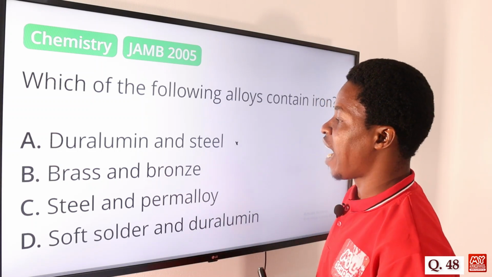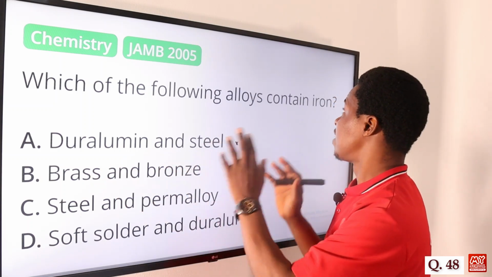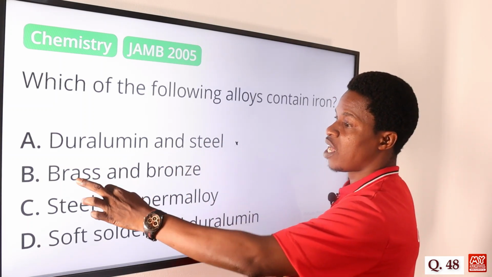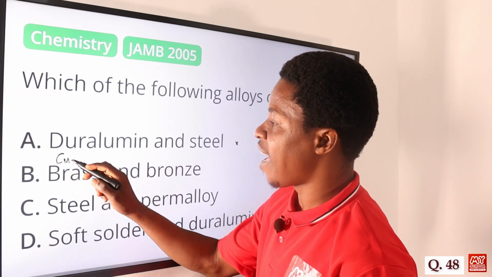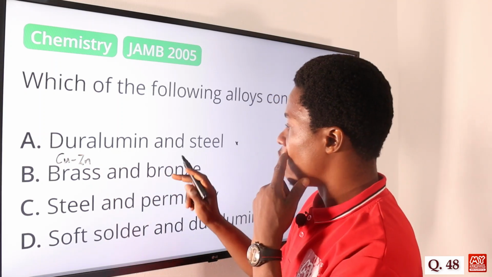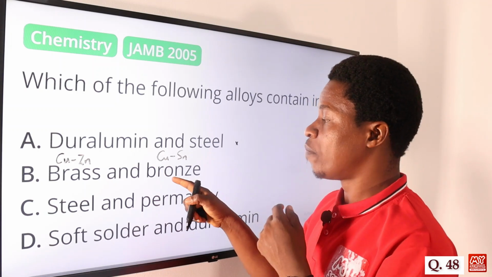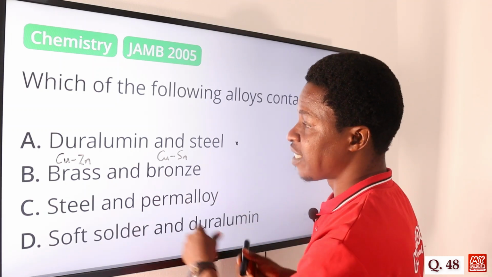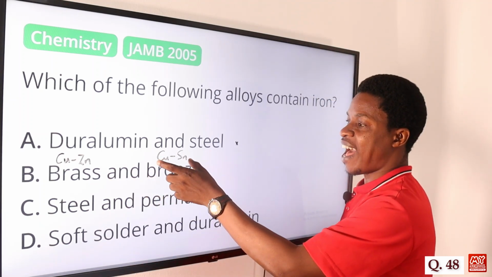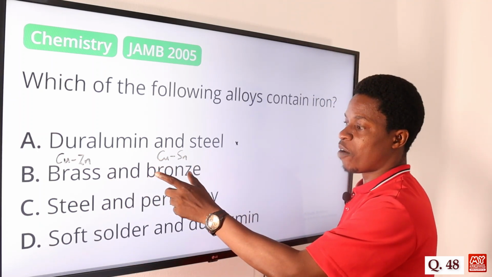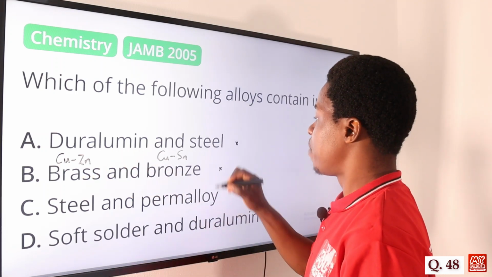Option B, we have brass and bronze. Neither of them actually has iron contained in them. Of course, we know brass is an alloy of copper and zinc, and bronze is an alloy of copper and tin. There's no way we have an iron alloy there. So option B is also eliminated.